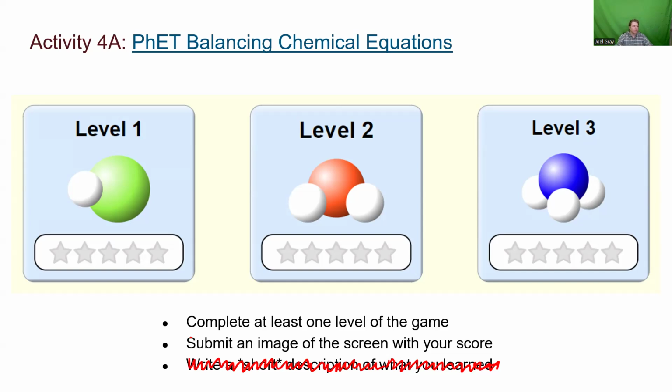You know what? I'm going to do 1 point per level. So complete at least one level. That will get you 1 point. If you complete all 3 levels, submit an image of the screen with your score for each of those levels, and I'll give you 1 bonus point per level on your final exam.